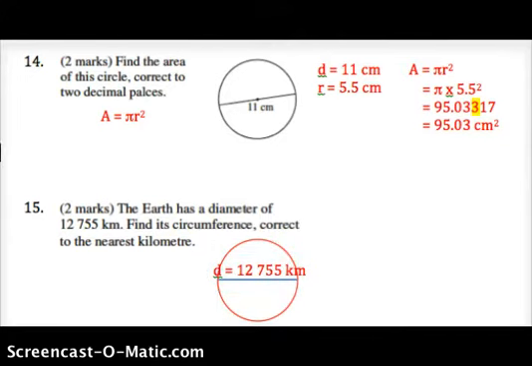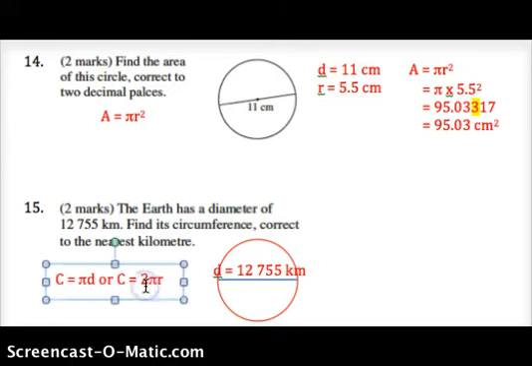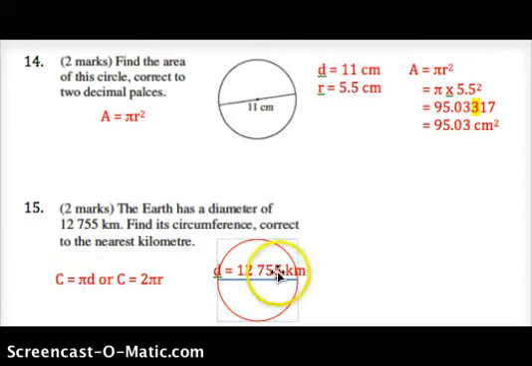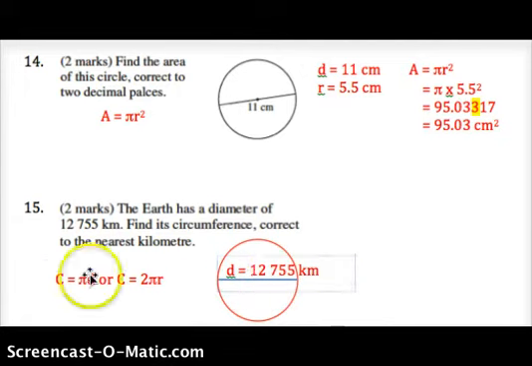Okay, so you have to decide which formula you're going to use. Now they're saying find the circumference of the circle correct to the nearest kilometre. So when you see the word circumference, you have to think, now what are the 2 formulas for circumference? And the 2 formulas are circumference equals pi d, and the other formula is circumference equals 2 pi r. So you look at your diagram and you see that you've been given d. So we have to use the first formula, which is circumference equals pi d, and I've just highlighted that there.